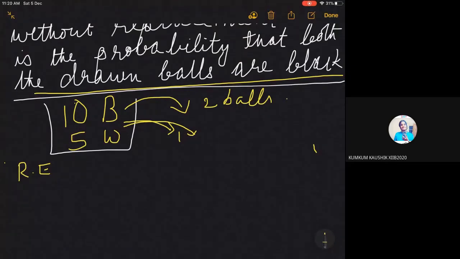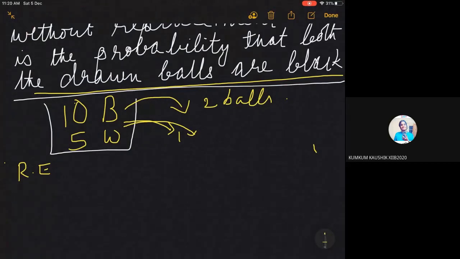So there is a condition for drawing the second ball because the first ball is already drawn. With that condition, you are taking the second ball. Imagine that with your right hand you are taking a ball, and you are not replacing it back. Then with the left hand, you are taking another ball. Okay, that is our experiment.